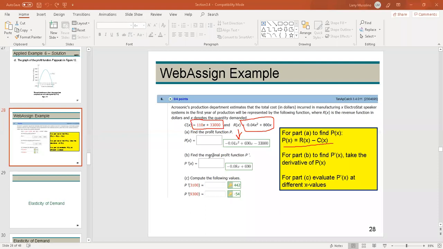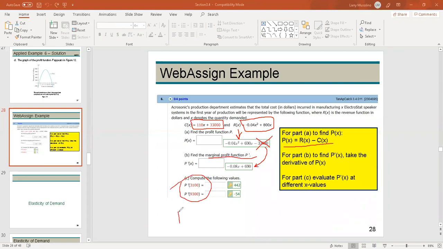Now they want me to figure out the marginal profit function, P prime. So now you take the derivative. Again, remember, when you take the derivative of this 33,000, derivative of a constant is 0. Then the last part just says, what is P prime of these specific x values?